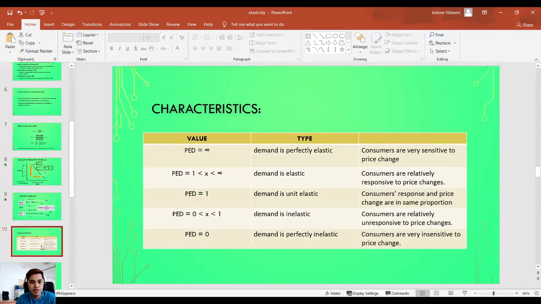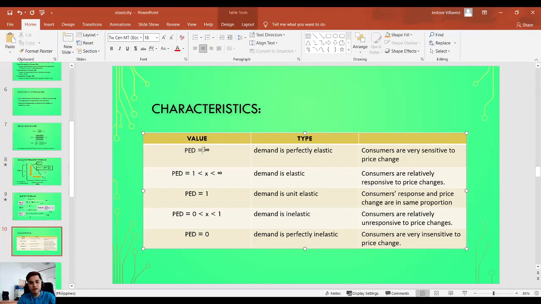So what is the interpretation? If our PED is equal to infinity, our demand is perfectly elastic. Perfectly elastic means that it is very sensitive or very responsive to the change in price. Now if you graph this, I will graph the perfectly elastic.